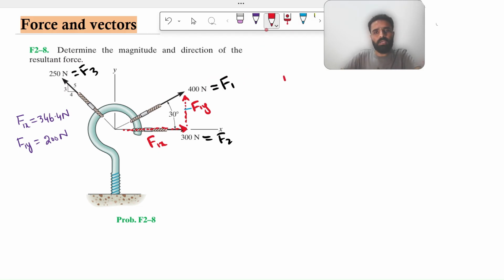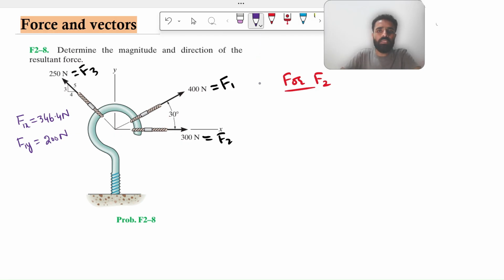Now I will be doing the calculation for the F2 force. I will be finding its x and y components. Here you can see that this F2 force is directly acting along the x-axis, so it doesn't have any y component.